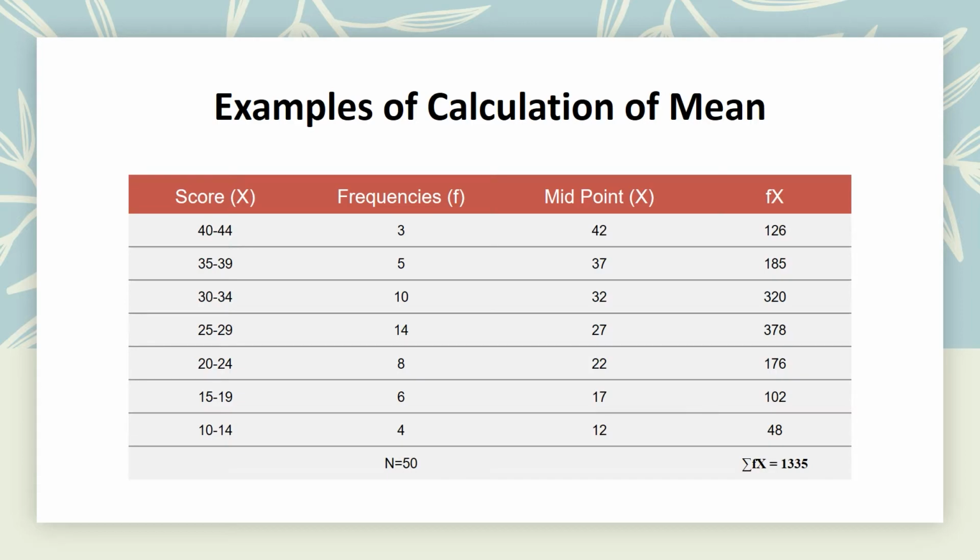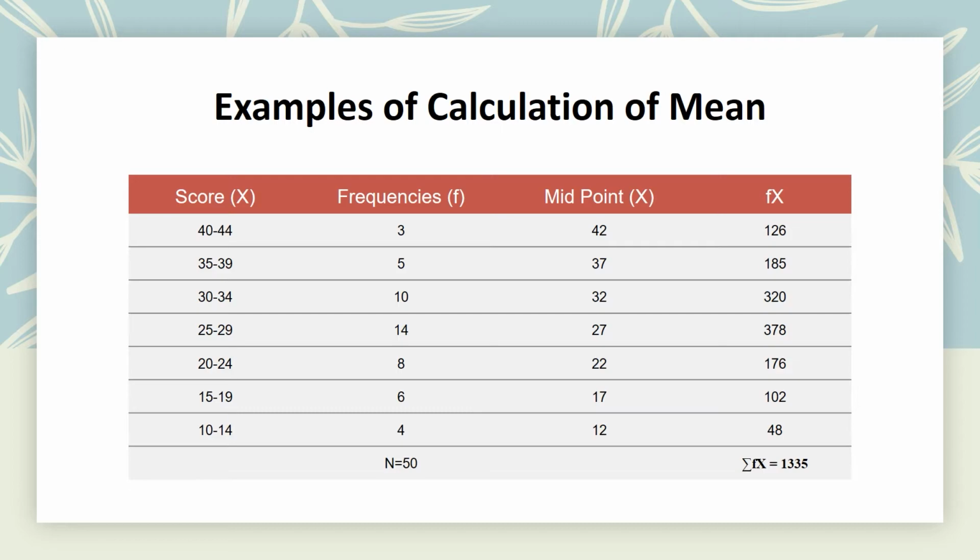Then the next step is f into x. You have to multiply frequency with the midpoint. That means 3 into 42 is 126, 5 into 37 is 185, and so on accordingly. Then here summation of fx is 1335 and the total number of cases is 50.